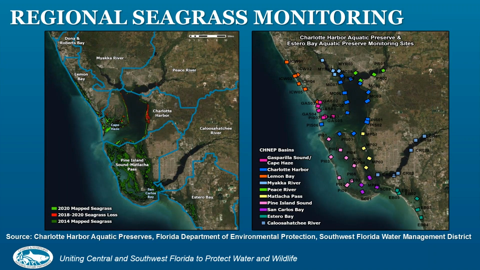Okay, and then moving right along, this graphic on the left shows map changes in seagrass acreage and location from 2018 to 2020 throughout our region. So I just wanted to mention this is actually just in the northern part of our region. So when you start to look at Pine Island Sound, Matlacha Pass, and south, Caloosahatchee Estuary and Estero Bay, as well, so shared some of the data that's going on with the Water Management District.